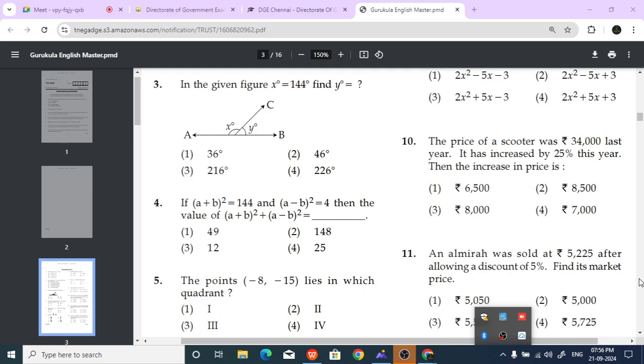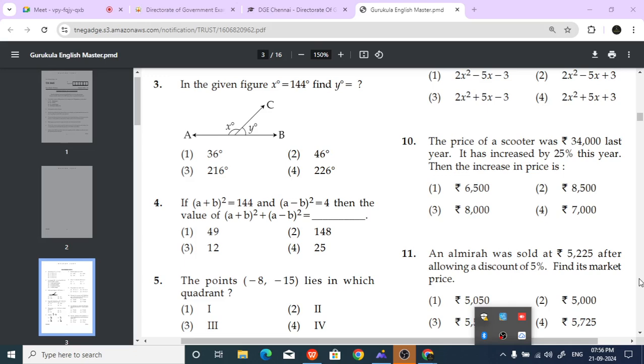Okay, let me do this problem. In the first quadrant, both x and y will be positive. In the second quadrant, x will be negative, y will be positive. In the third quadrant, x will be negative, y also will be negative. So, what is the answer for this question? Third quadrant. Third quadrant, very good.